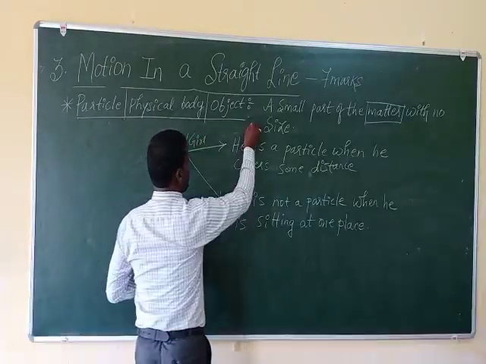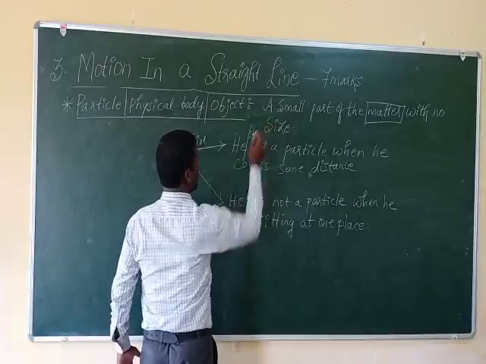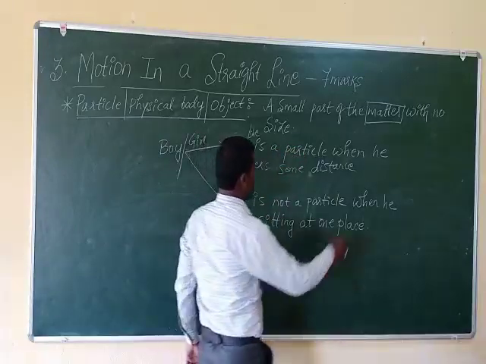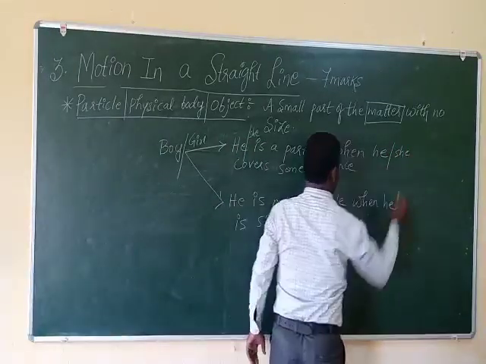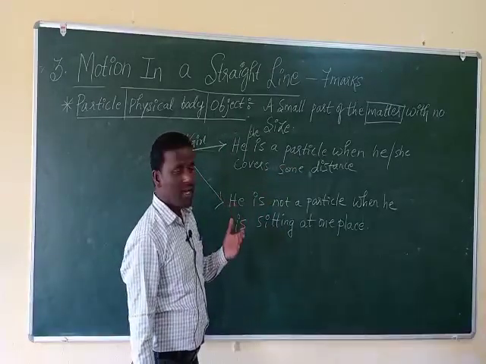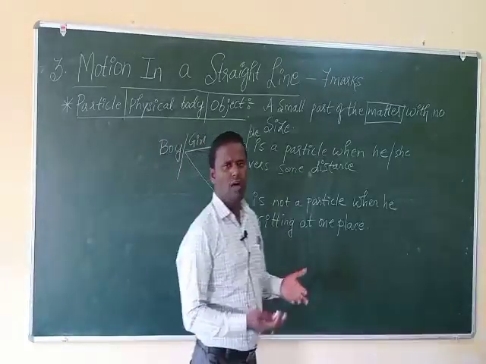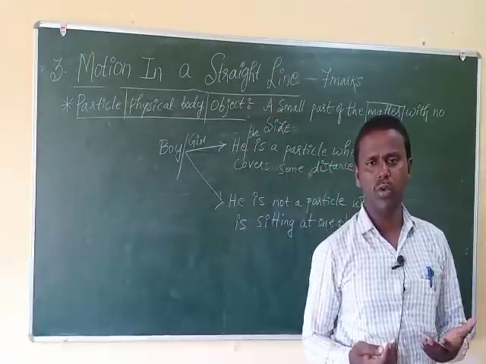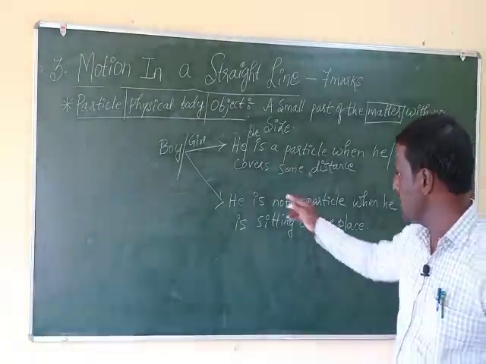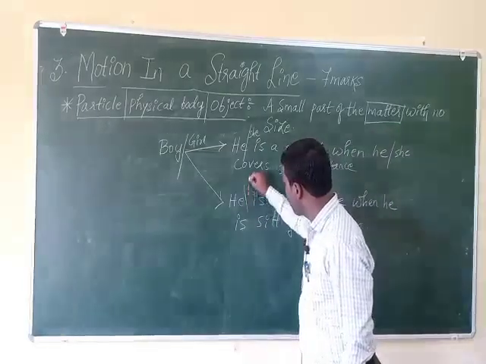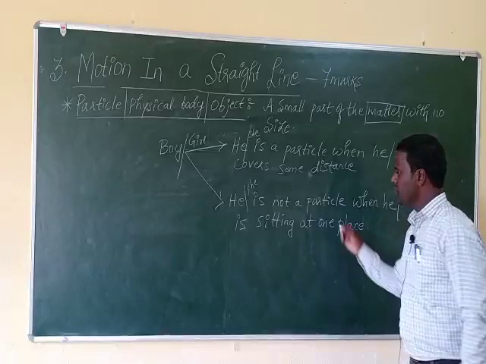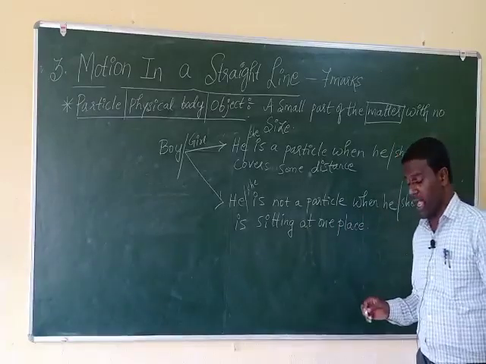They can be considered as a particle when he or she is a particle. See, he or she is a particle when he or she covers some distance. See, when a boy is covering some distance, say about 1 kilometer, half kilometer, at that time you can call that boy or girl as a particle. And in the second case, he or she is not a particle when he or she is sitting at one place, sitting or dancing.